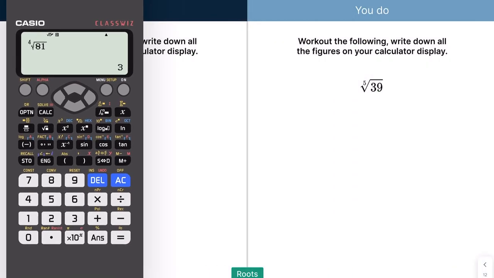So again, hopefully you've pressed pause and had a go at the example on the right. So we're going to press shift, and then we're going to press this button here, and that gives us the 5, and then the 39 in there, and then that gives us, so it does say write down all the digits displayed on your calculator, so we are going to do exactly that.